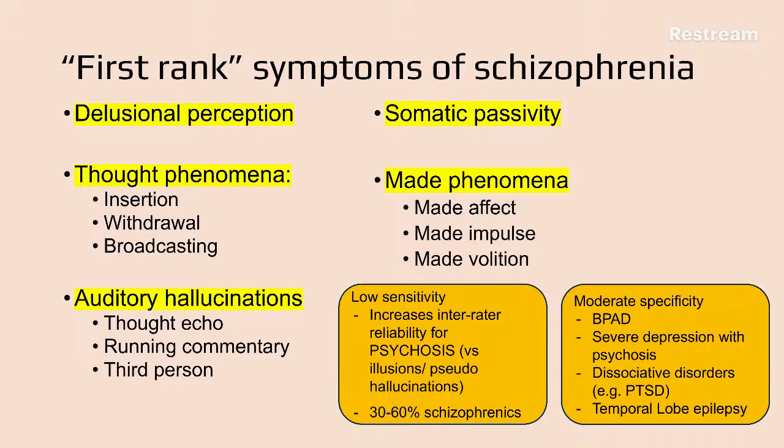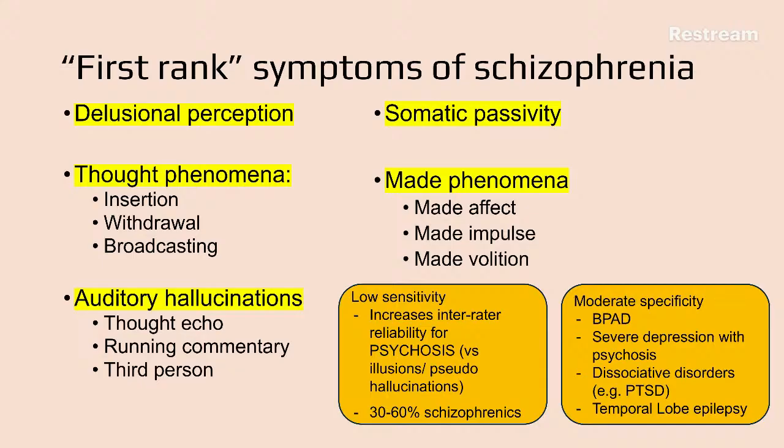So what are first-rank symptoms of schizophrenia? First-rank symptoms of schizophrenia are basically this list of 11 symptoms that this person called Kurt Schneider came up with to try and increase the inter-rater reliability for psychosis, right? So he basically wanted to pin down a group of symptoms that frequently co-occurred with psychosis.